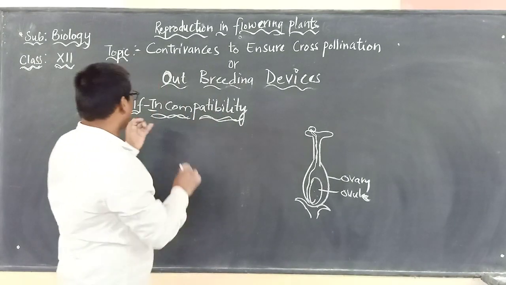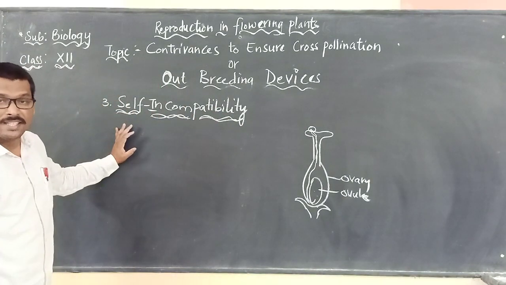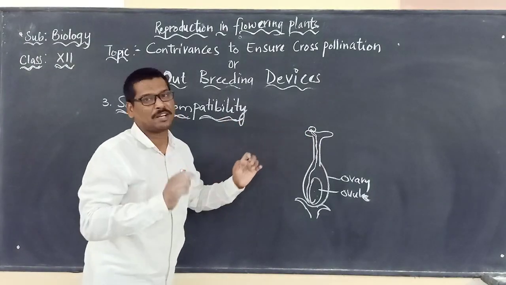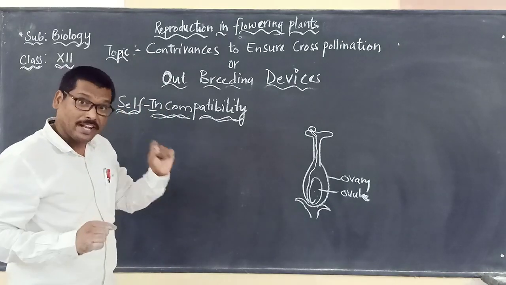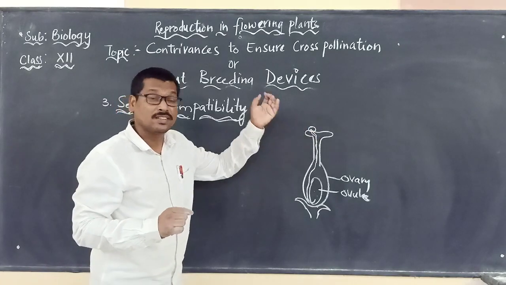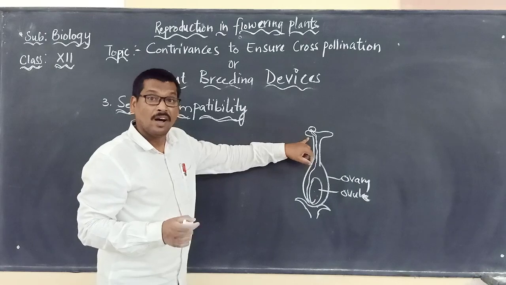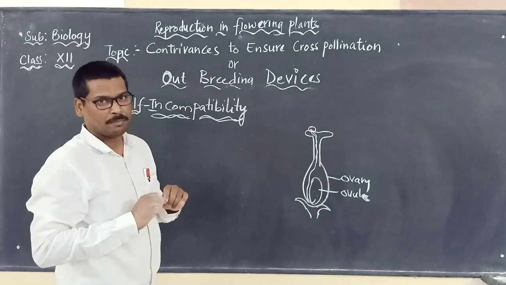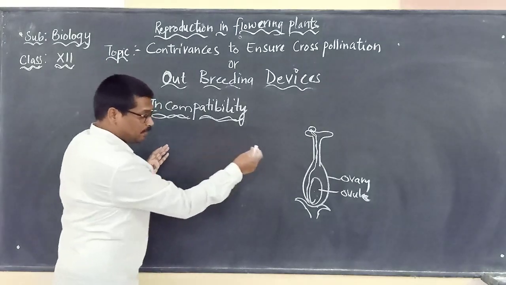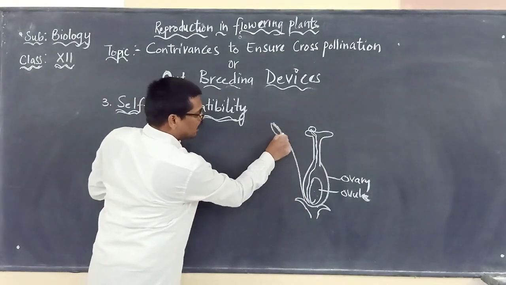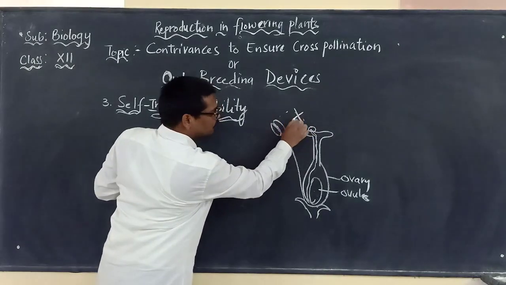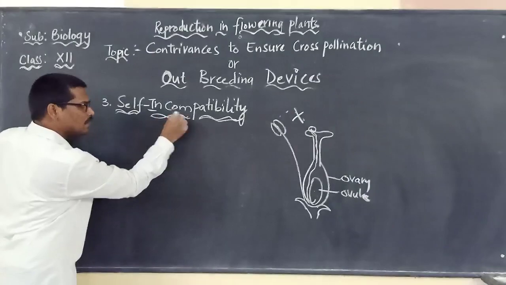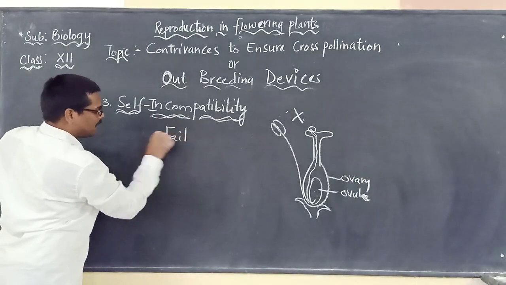But here we are talking about self-incompatibility. Self-incompatibility means the pollen grain fails to germinate when it falls on the same flower or on two flowers born on the same plant. What do you mean by that? It is not possible for the pollen grains, even if they are falling here, to germinate. Self-incompatibility means failure to germinate.